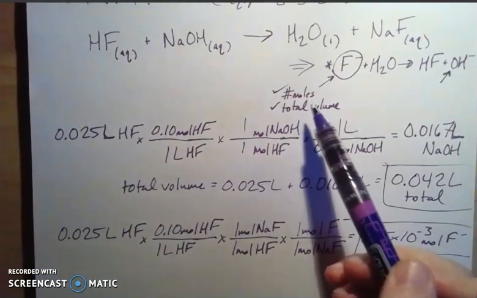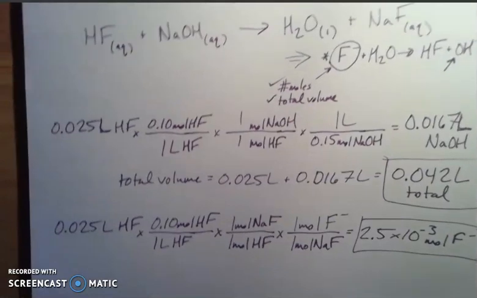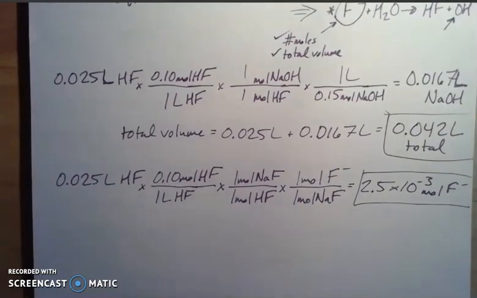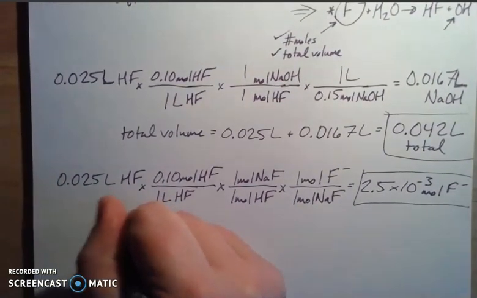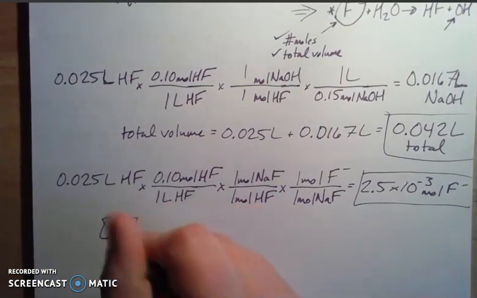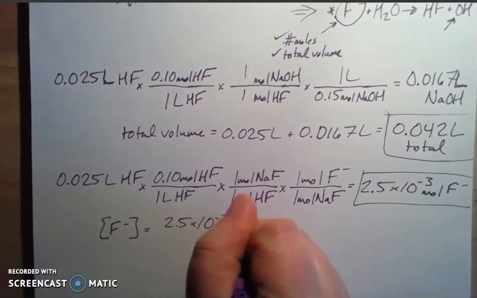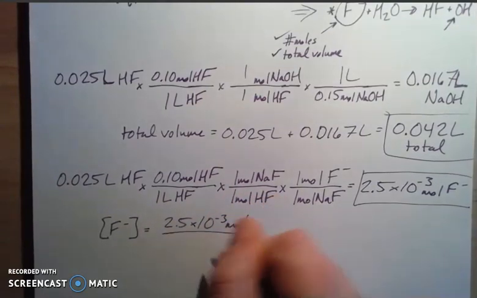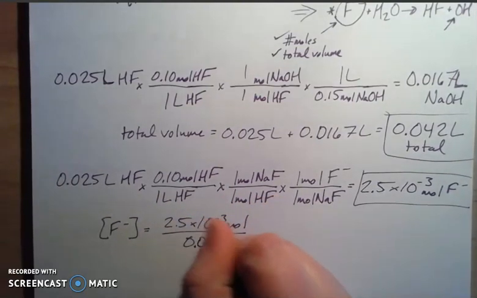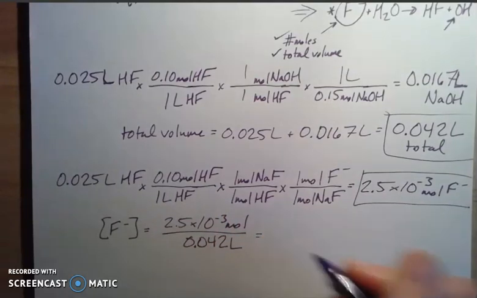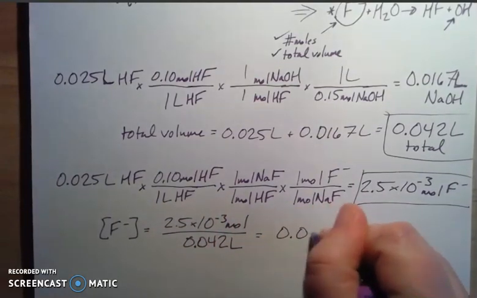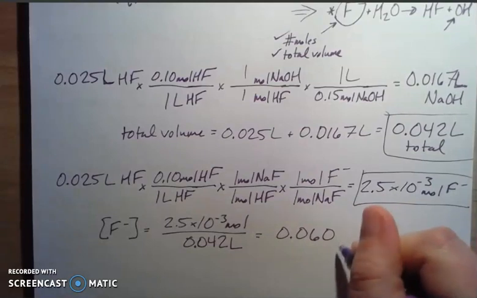So now I have the number of moles, I have the total volume, so that's going to give me a concentration. So my concentration of my fluoride ions is equal to my number of moles over my total volume in liters, which gives me a concentration of fluoride of 0.060 molar.